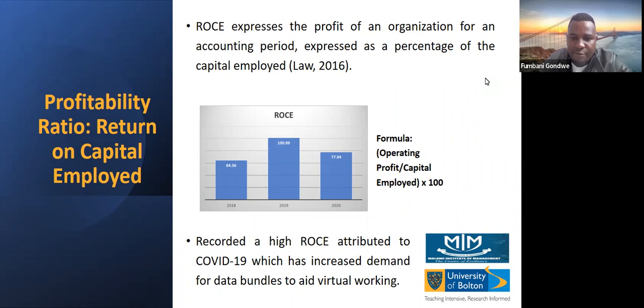So from the graph, we can see that in 2018, the ROCE was 64.36, which rose to 100.99 in 2019 and dropped again to 77.94 in 2020. The rise in the ROCE in 2019 can be attributed to the COVID-19 pandemic, where we had the increase in demand for internet bundles due to virtual connectivity while people were working from home.